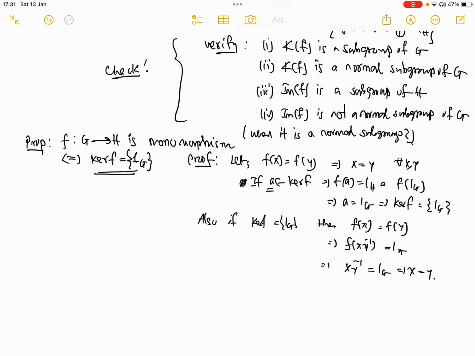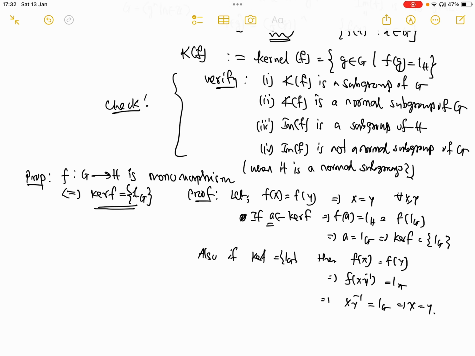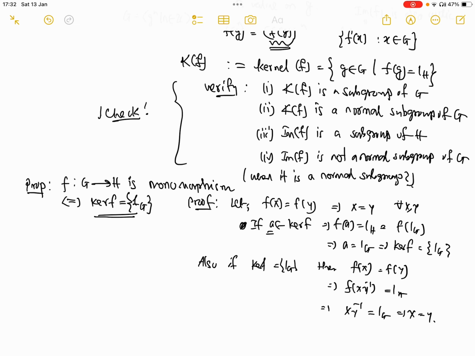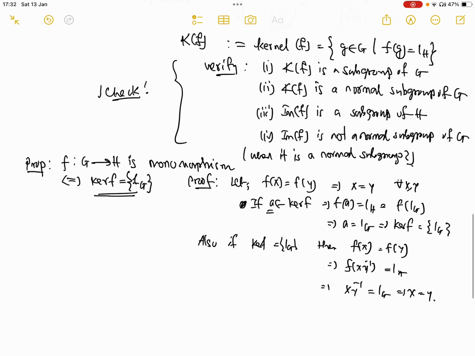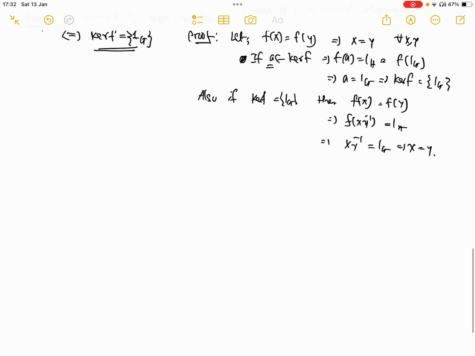So far we have come across a few examples, some properties of the kernel, which I've left for you to check, and also we have seen this important proposition. So let's see what more we can talk about in this setup. Now we know the kernel is a normal subgroup. It's an easy thing to verify. So because the kernel is a normal subgroup, we can talk about this quotient group.